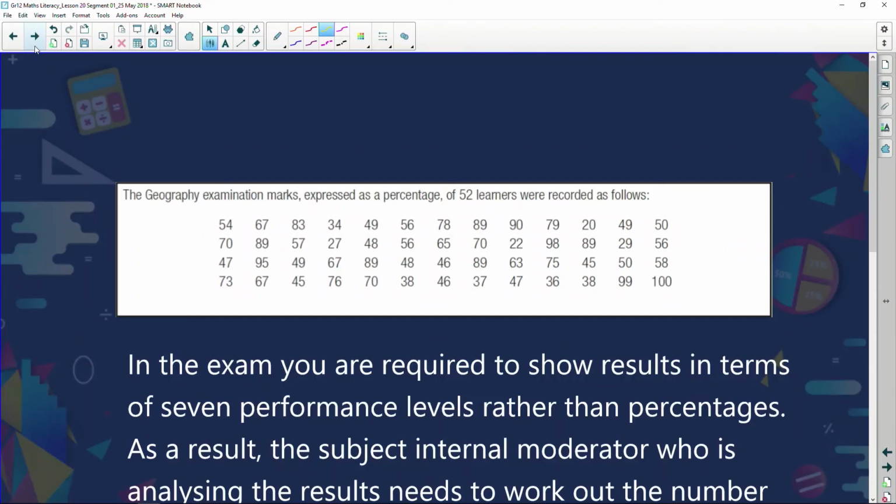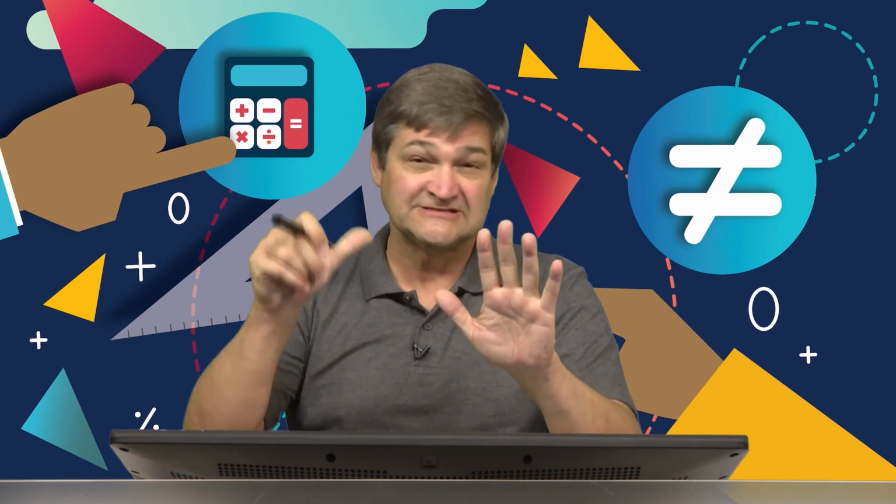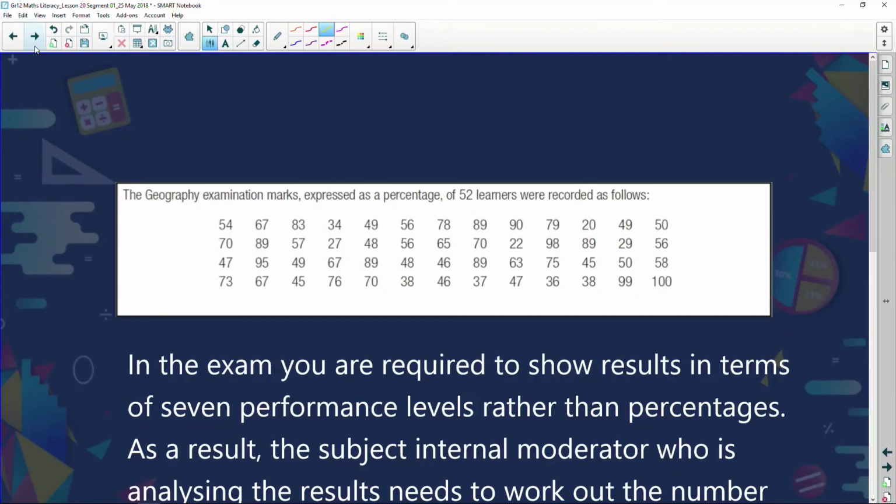In the exam, you're required to show results in terms of 7 performance levels rather than percentages. Remember, we've got level 1, level 2, level 3, level 4, level 5, level 6, level 7. Level 1 is the outright failure, below 30%. Level 2 is in the 30s, level 3 in the 40s, level 4 in the 50s, level 5 in the 60s, level 6 in the 70s, level 7 in the 80s. So, let's go for it.